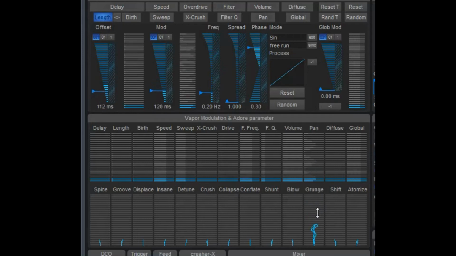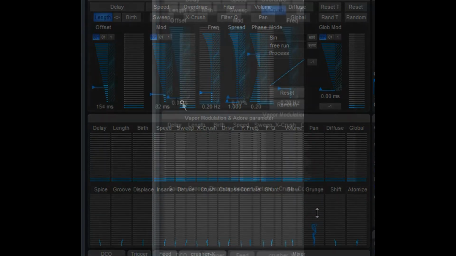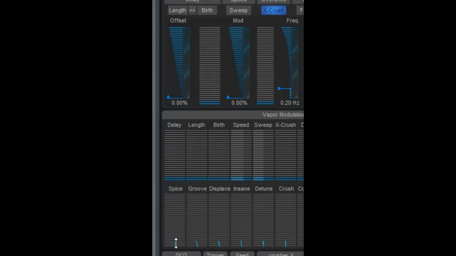But please take care. Once moved, you cannot return to the previous settings again, at least not completely. Turning an ADOR parameter up and then completely down again leaves an offset at the underlying vapor parameters, which wasn't there before touching the ADOR parameter at all. This doesn't concern the parameters Atomize, Detune, Insane and Shunt. These ADOR parameters allow their vapor relatives to return home again.